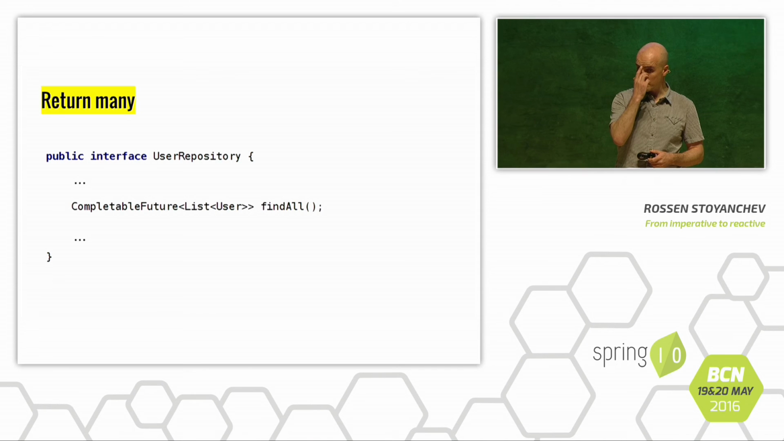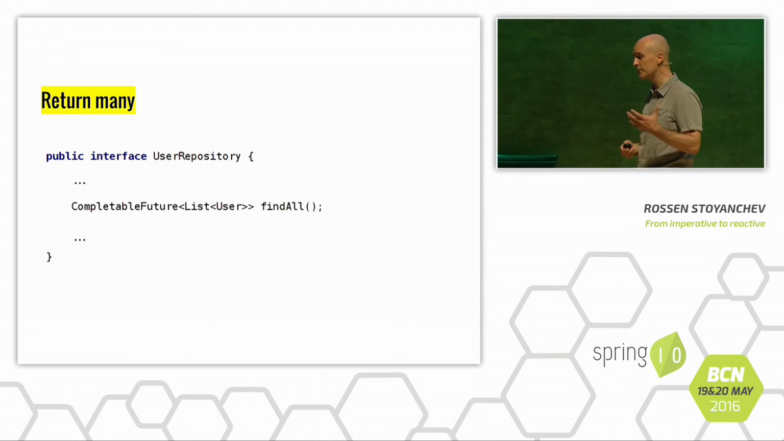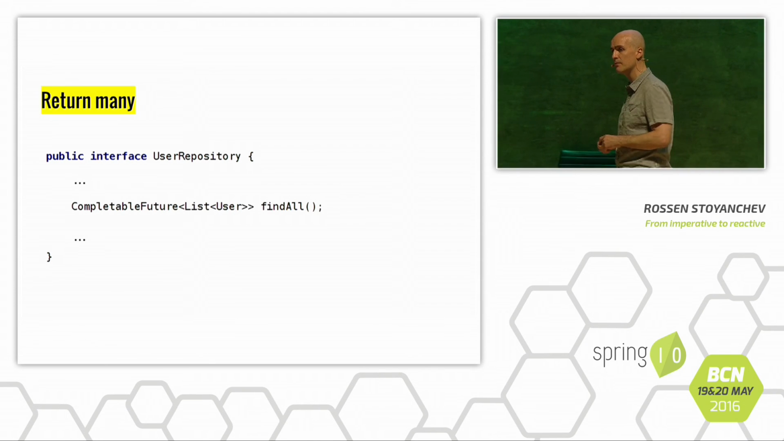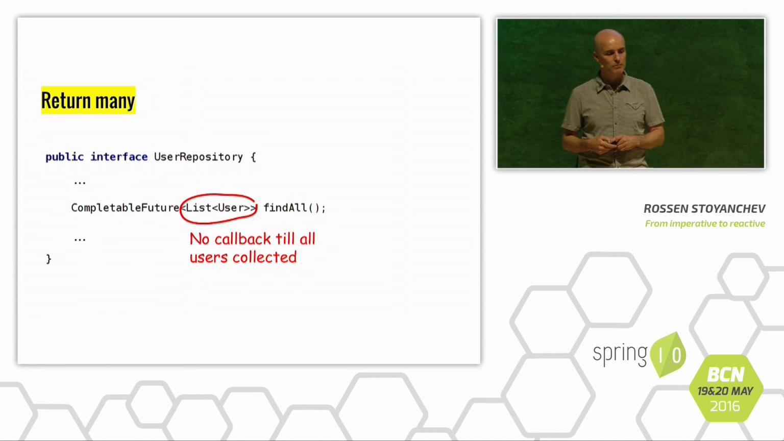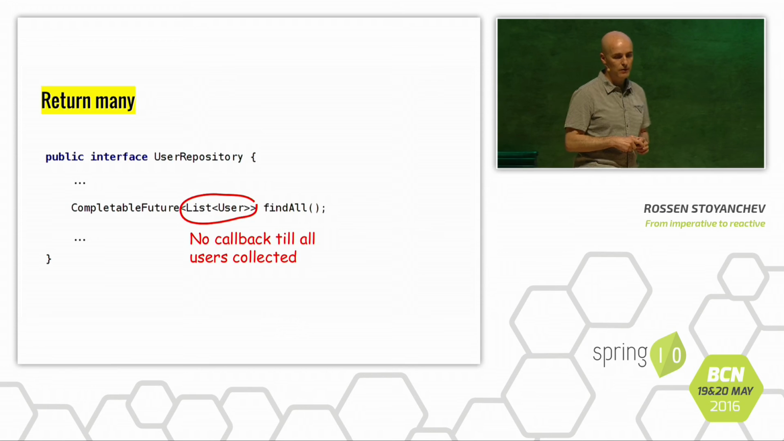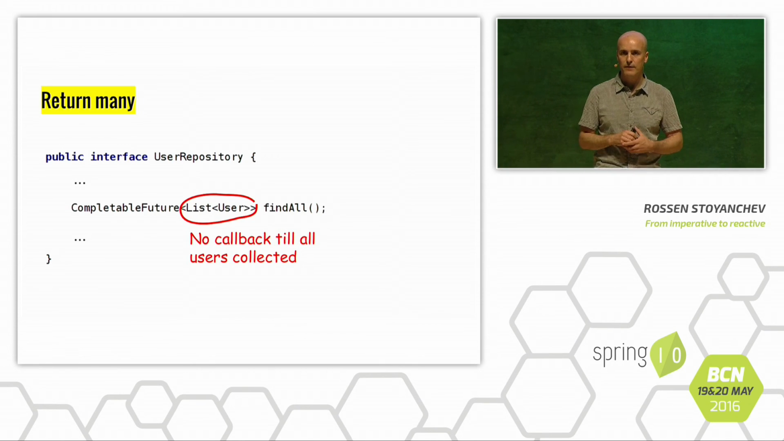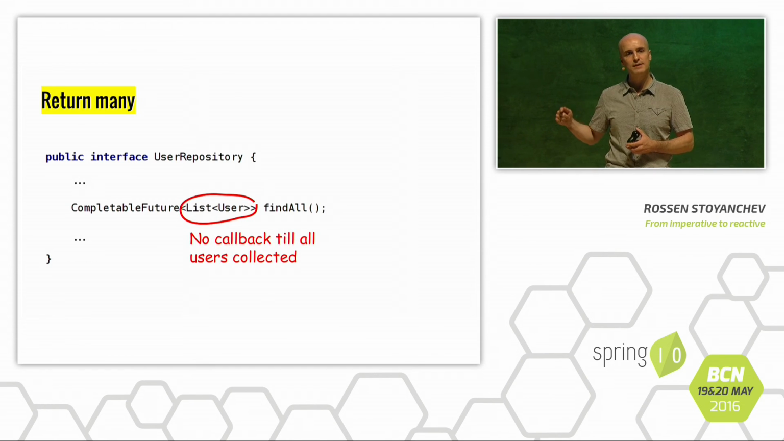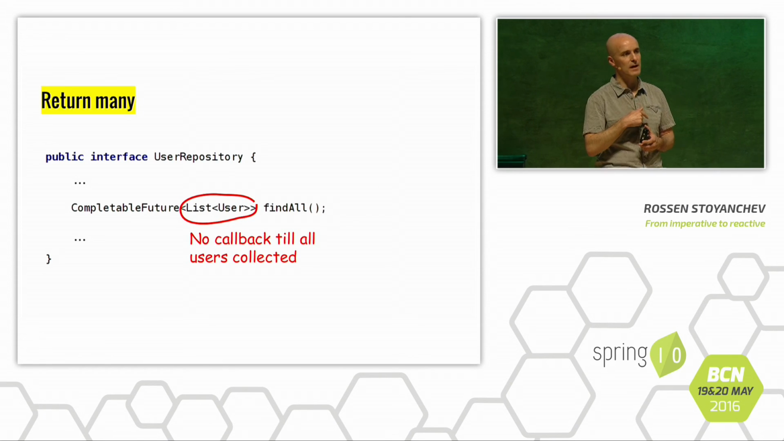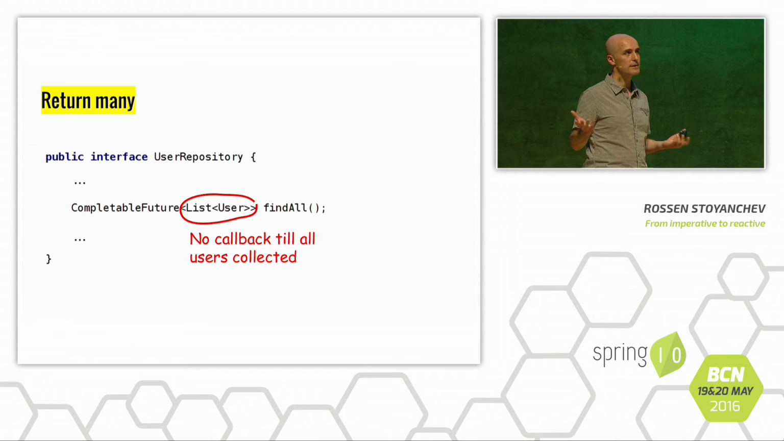Now, what about if we're returning a list of users, if we're returning more than one item? So now our first attempt to do that might be to put a CompletableFuture around it. So we're going to say CompletableFuture with a list of users. Now, the challenge with that is, first of all, that this is very collection oriented, very collection based, because it means that you're not going to get any of these items until they actually become available. It's all or nothing.